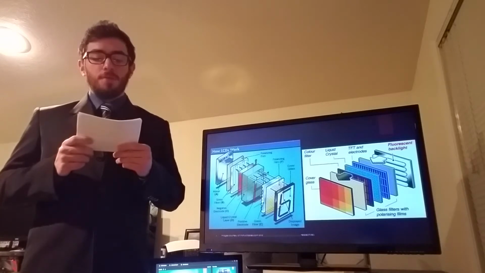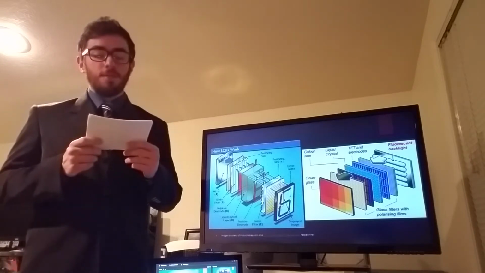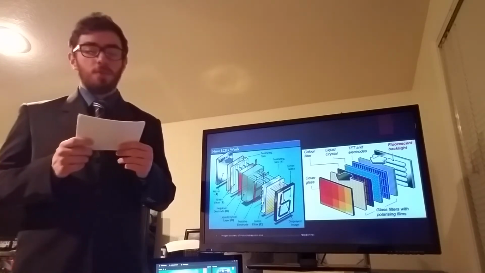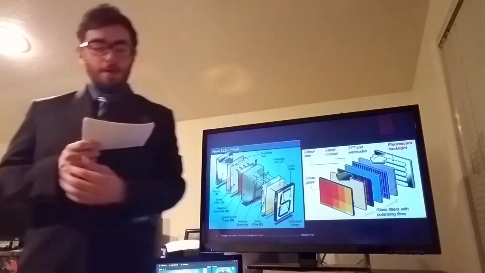The most common liquid crystal displays, such as LCD computer monitors, use fluorescent tubes as backlighting. These fluorescent tubes are placed above, beside, or behind the liquid crystal. That'd be this right here. Fluorescent bulbs are right here in the back.